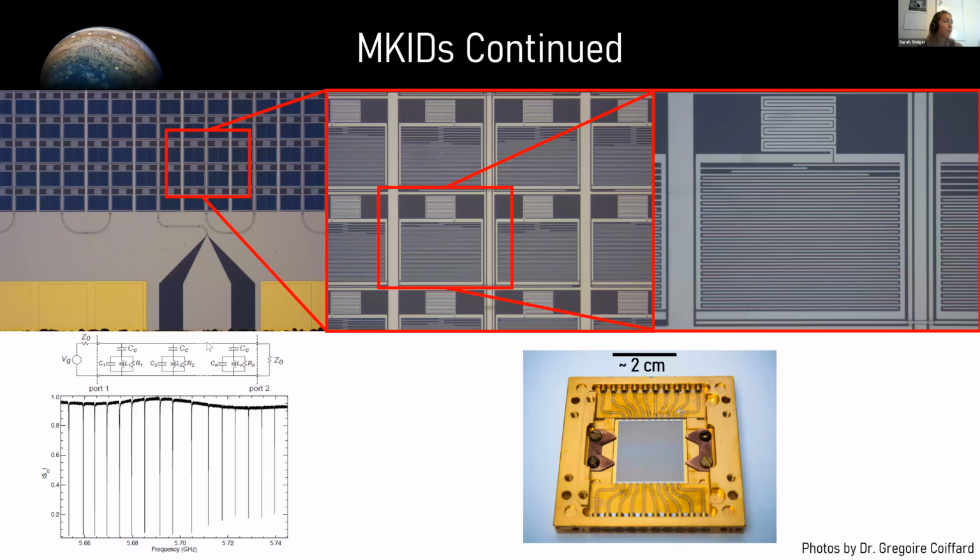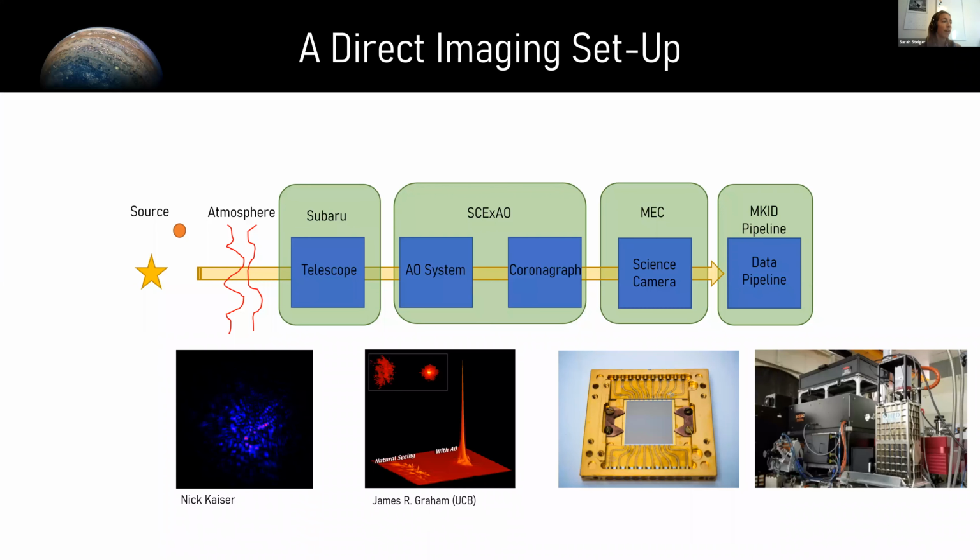So where this MKID instrument kind of fits into a broader direct imaging setup. As many of you know, you have some source. In our case, I'm going to be talking about some bright star with a faint companion. And the light from that source is passing through a turbulent atmosphere, which scatters that light. And so then you need a telescope to extract that light. In our case, I'm going to be talking about the Subaru telescope. And then you need an adaptive optic system to get that light into as close to diffraction limited PSF as possible, and a coronagraph ideally to block out as much of that light from that central star to be able to image a faint companion as possible.